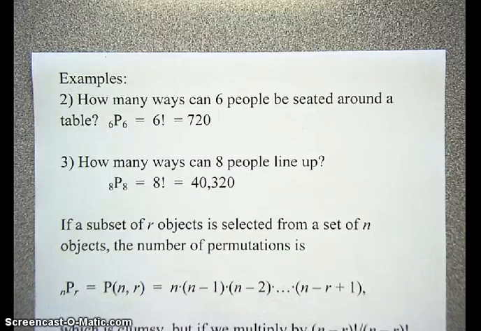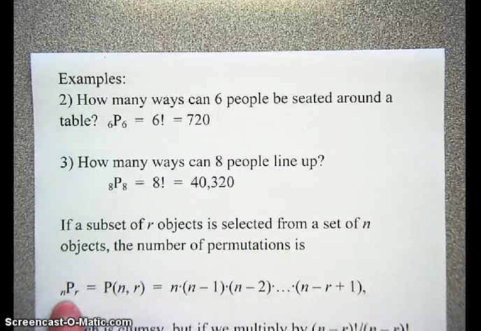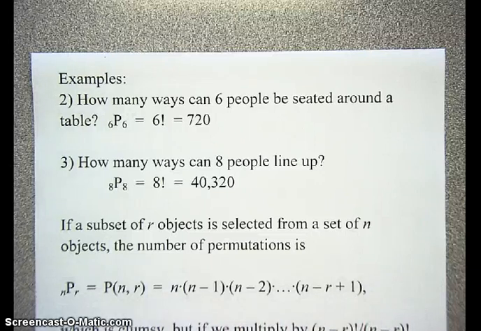If you take a subset of r objects from a set of n objects, then the number of permutations would be called nPr, like this. And that would be n, the number of objects you have available for the first position, times n minus 1, the number you have available for the second, times n minus 2, and so forth, down to n minus r plus 1. And so you'd have 1, 2, 3, up to r objects in here. So you're going to have r numbers here multiplied together.